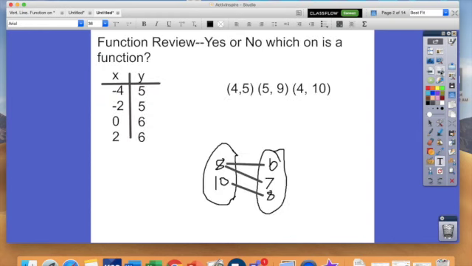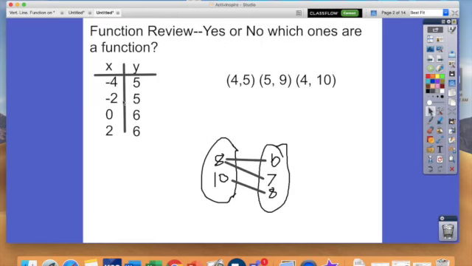Okay, so let's review a little bit from what we did last week to start off with. Talk about functions. Which ones are functions? If I look at the first one on the left, are my x's all different? Yeah, my x's are all different, right? I got -4, -2, 0, 2. So that means that yes, the one on the left in the table is a function.